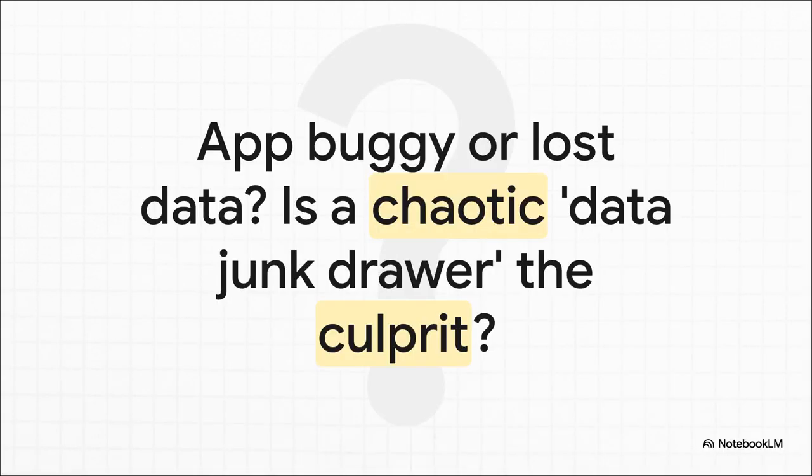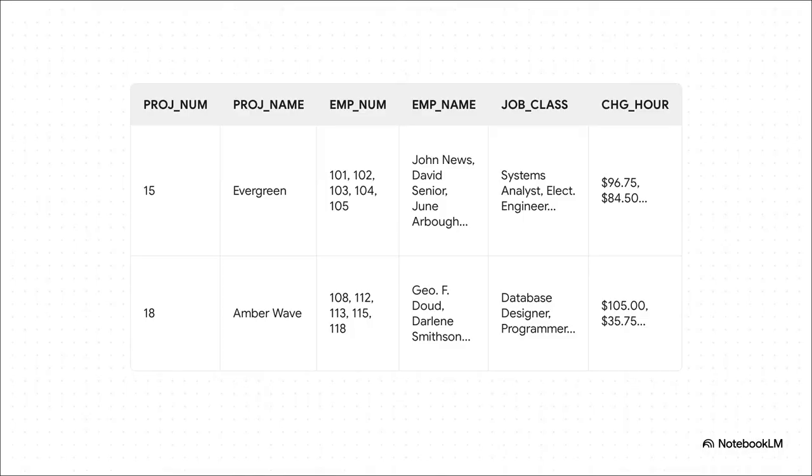We've all been there, right? An app just crashes out of nowhere, your shopping cart mysteriously empties, or even worse, your data just disappears. It's so easy to blame the code, but a lot of the time, the real problem is something much deeper. Just imagine if all of an app's information was just thrown into this chaotic digital junk drawer. It doesn't matter how good the code is, if it's trying to find something in that mess, things are going to go wrong.